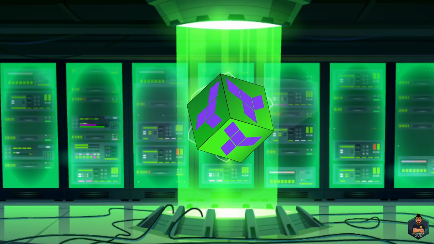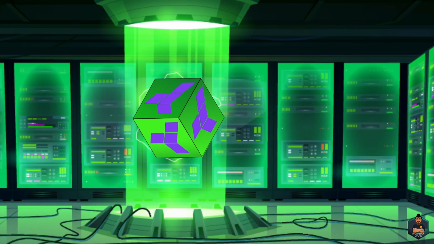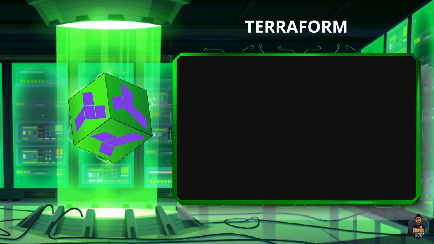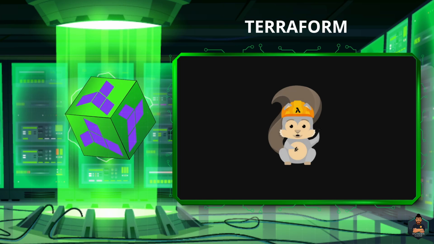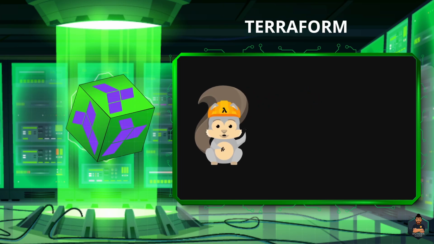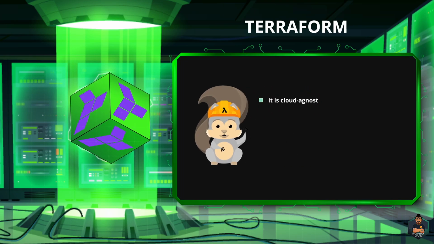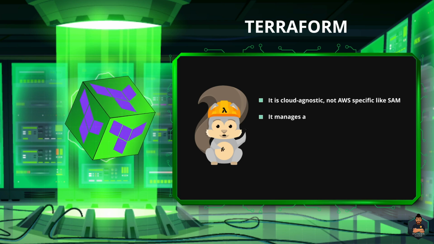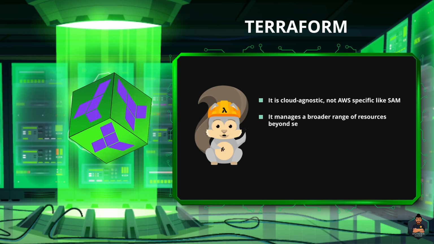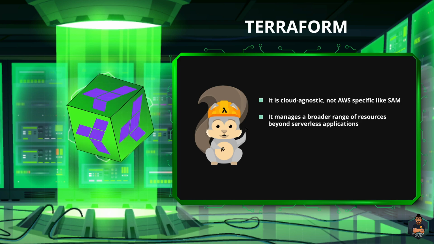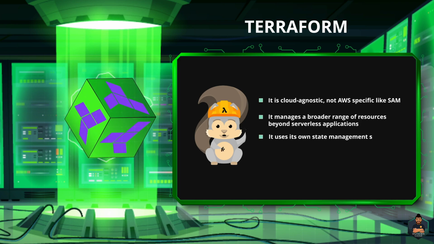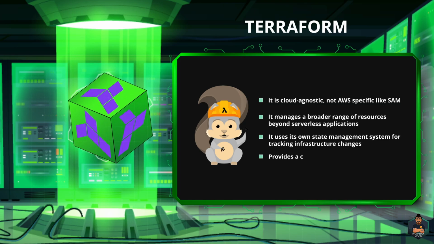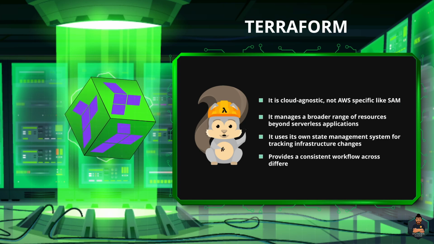Finally, we'll deploy the backend one last time using Terraform. Terraform is another infrastructure as code tool like SAM, but it differs in several key ways. It is cloud agnostic, not AWS specific like SAM. It manages a broader range of resources beyond serverless applications. It uses its own state management system for tracking infrastructure changes and provides a consistent workflow across different cloud providers.